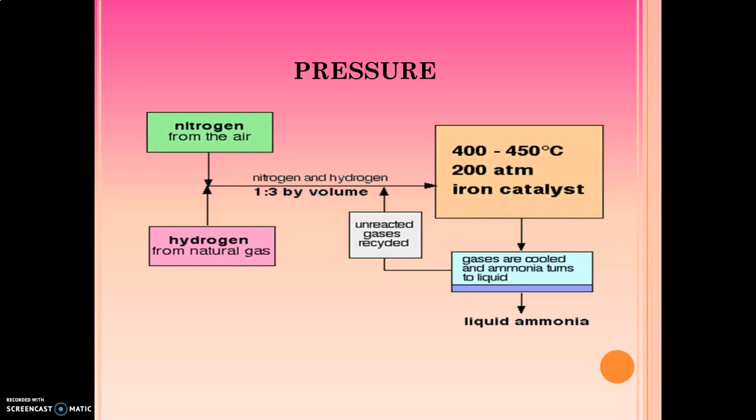You make them react at 400 to 450 degrees centigrade, and pressure is also required, that is 200 atm, that means atmospheric pressure, and iron as a catalyst. Iron as a catalyst means it speeds up the reaction. As a result, ammonia, NH3, is formed. Clear?